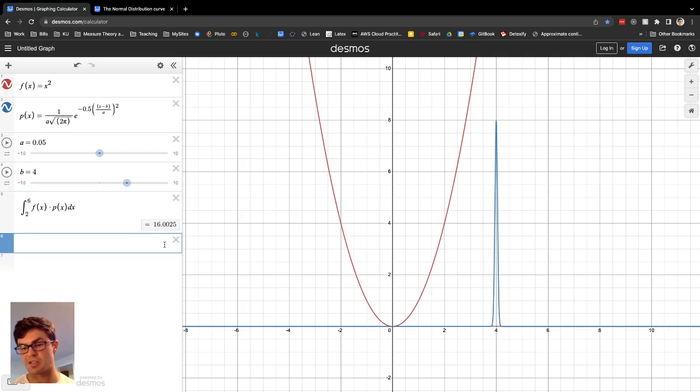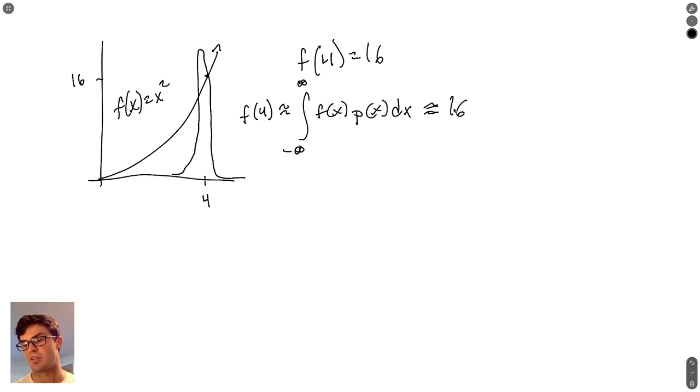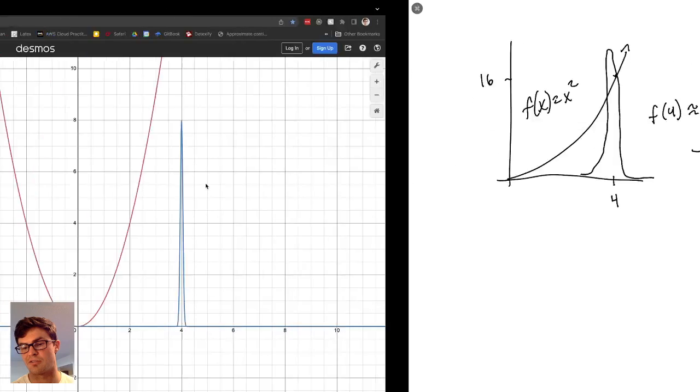Sure enough, we get 16.0025, which is right around this 16 that we wanted to find. So this is just saying that if we take the expected value of x squared around 4 using this Gaussian distribution, we actually get around the value of x squared at 4.